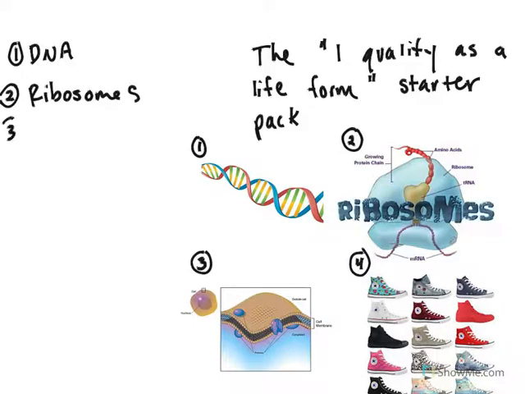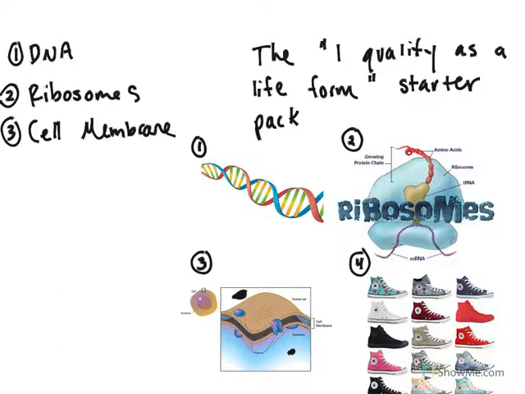Number 3, that's a really crappy picture of the cell membrane. You got to have something that separates the outside of yourself from the inside. As a prokaryote, that's a big deal. They're literally most of the time unicellular organisms. So you have to have a cell membrane that's separating your DNA, your ribosomes, everything that makes you, you, from the outside environment.